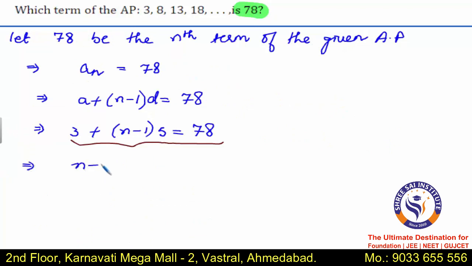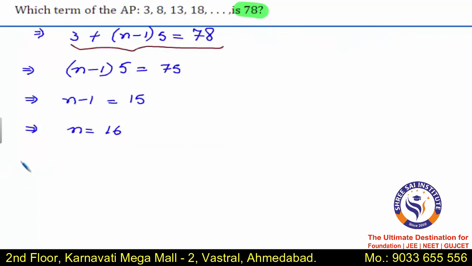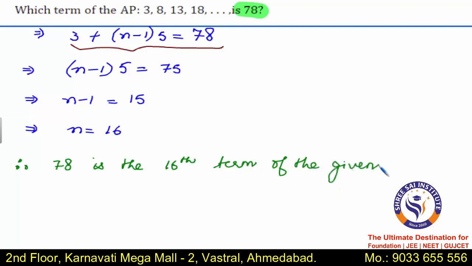This further implies that n minus 1 into 5 is equal to 78 minus 3, that is 75. This further implies that n minus 1 is equal to 75 upon 5, that is 15. This implies n is equal to 16. Therefore, 78 is the 16th term of the given AP. Right? So this completes our solution.